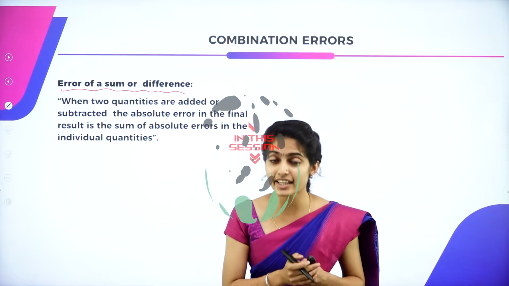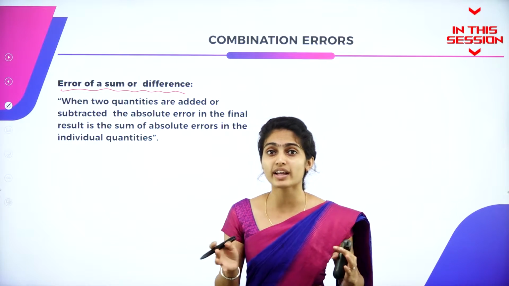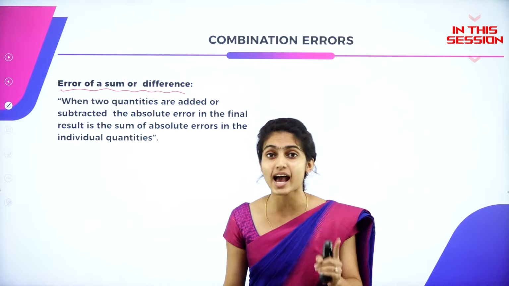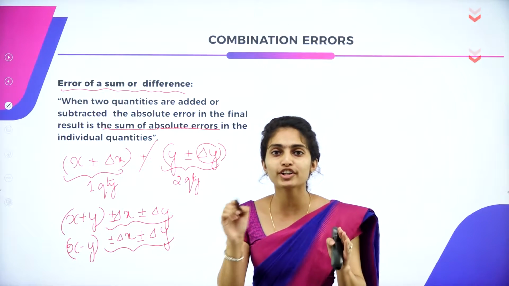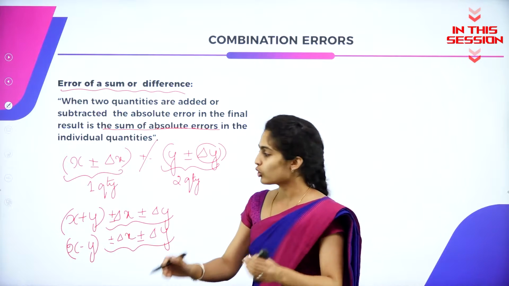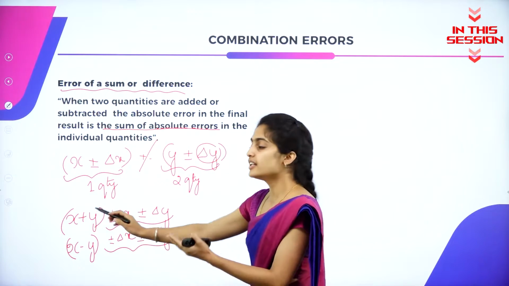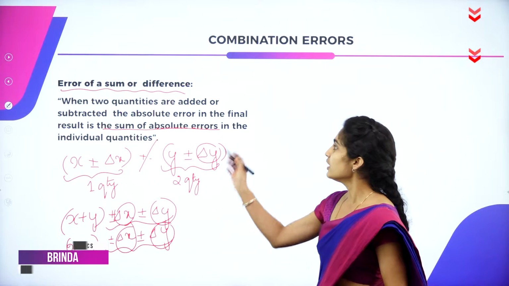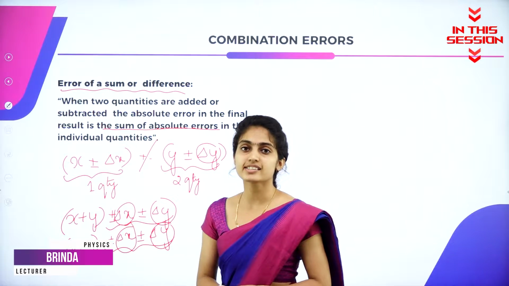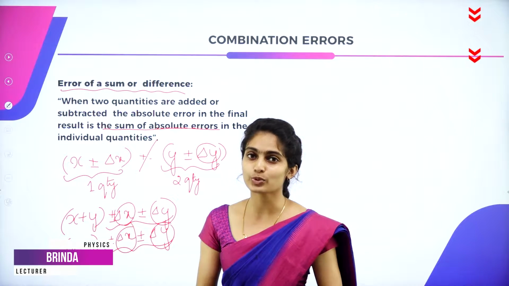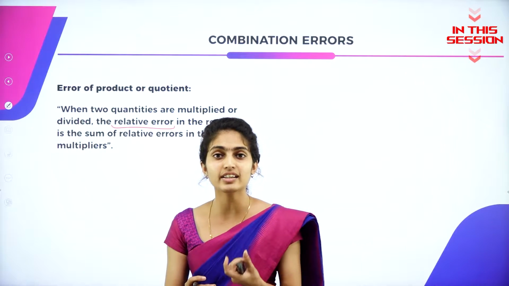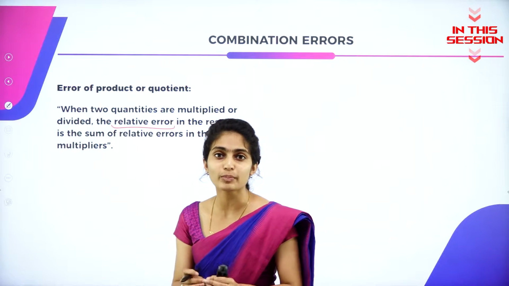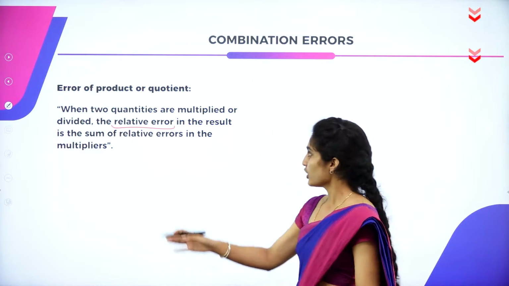Error associated with any of these quantities are always added and not subtracted. There is no point of subtracting there. Since you have added here, of course you have to add this. The absolute error in the final result is the sum of absolute error in the individual quantities. The final error, whatever we get, is termed as absolute error.